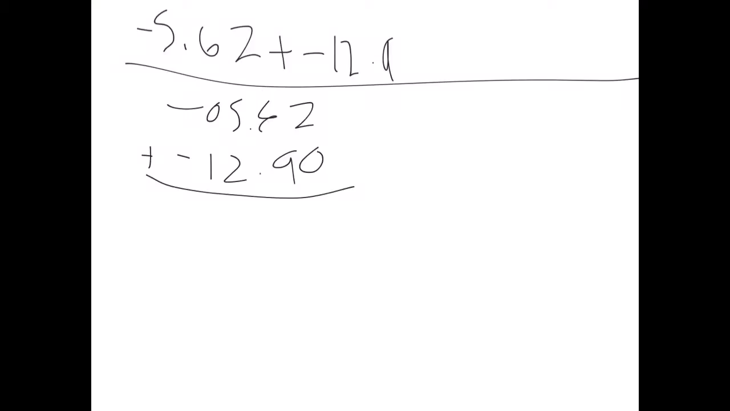So here, now we add 2 plus 0 equals 2. 6 plus 9 equals 15. 5 plus 2 equals 7, plus 1 equals 8. And then 0 plus 1 equals 1. And then you just drag your decimal down. Okay, so now since your numbers are negative, it's a negative answer.